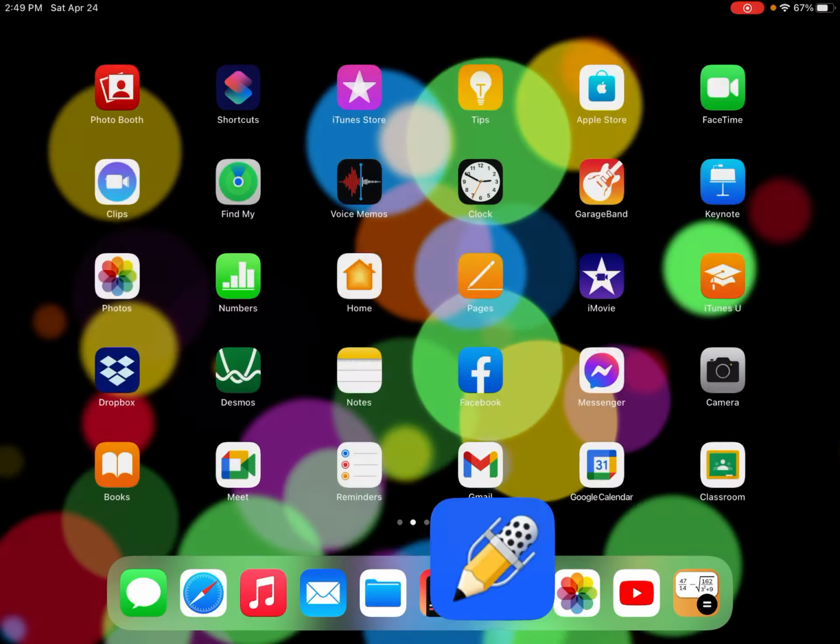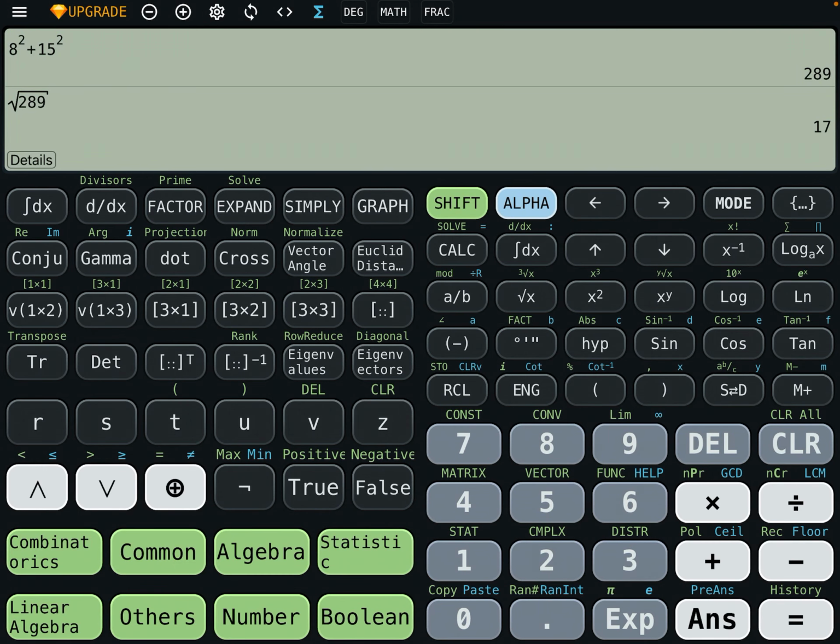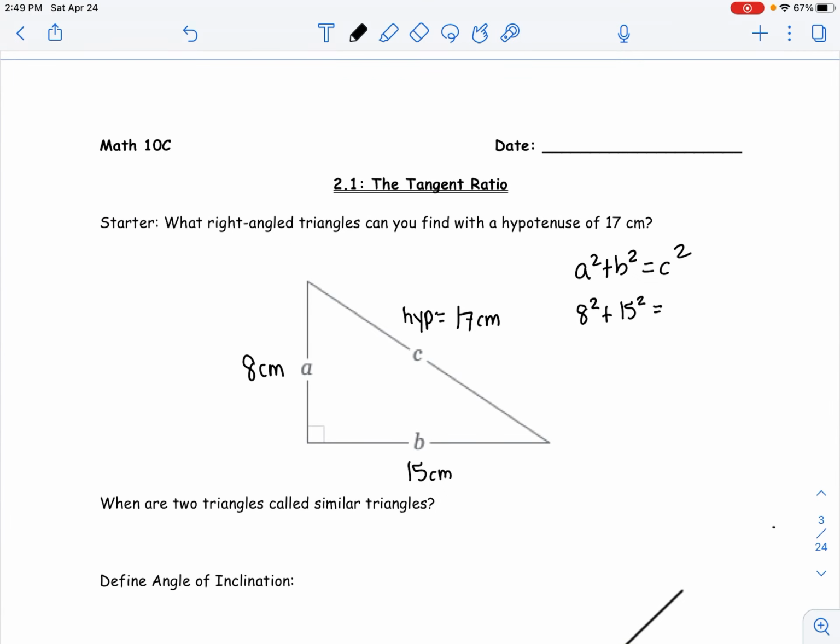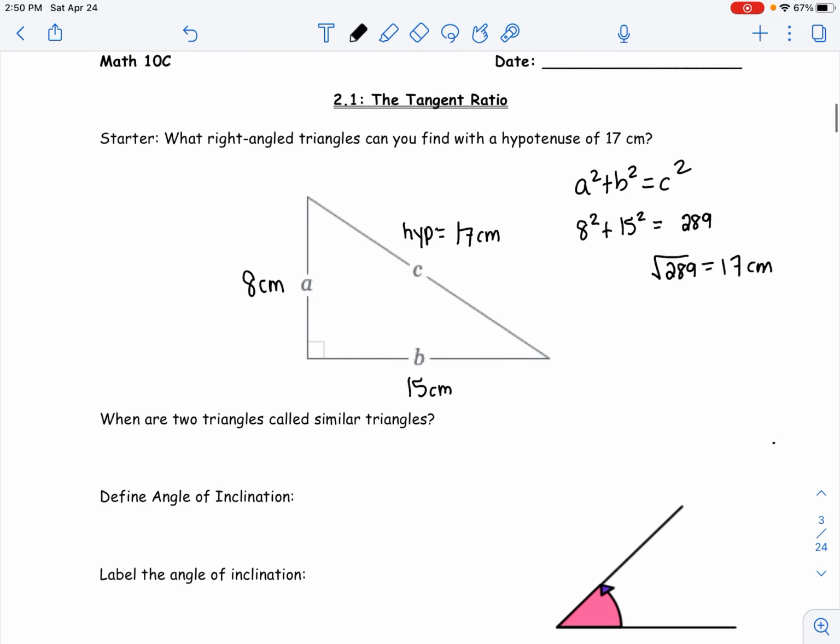our calculator to figure that out. Okay, so 8 squared in my calculator plus 15 squared gives me 289. And now we want to square root that 289. Square root of 289 gives me 17. So always make sure you square root the final answer in order to get your C by itself. So that means you're going to get 289, and the square root of 289 is 17. So that's how I knew that it worked. So 8 and 15 are my other two sides.